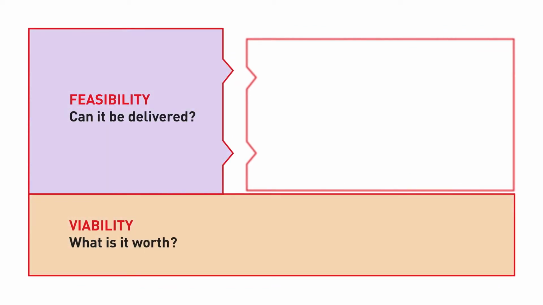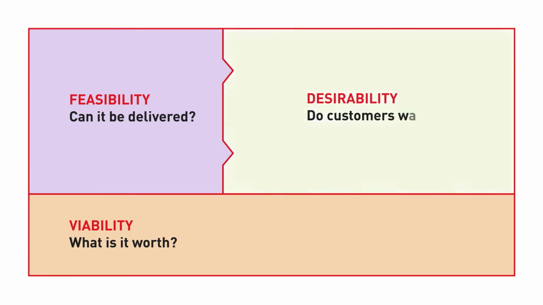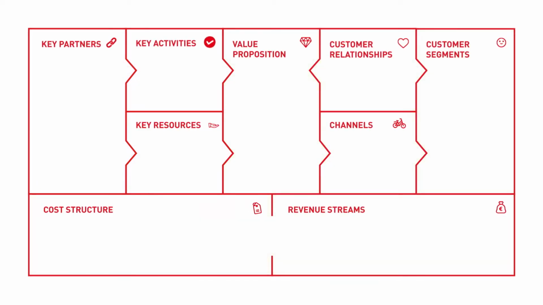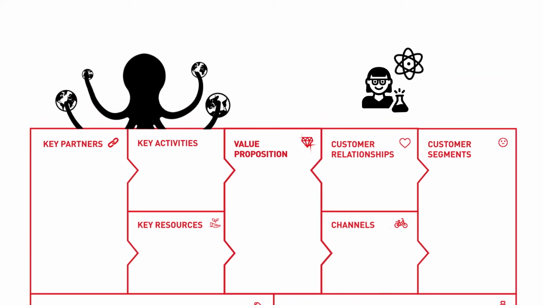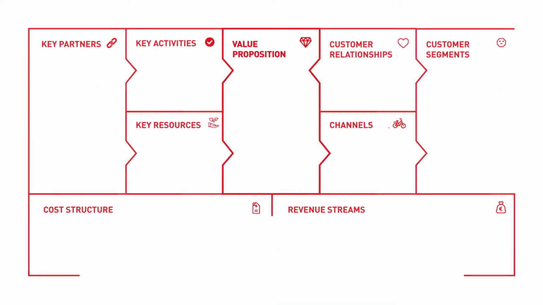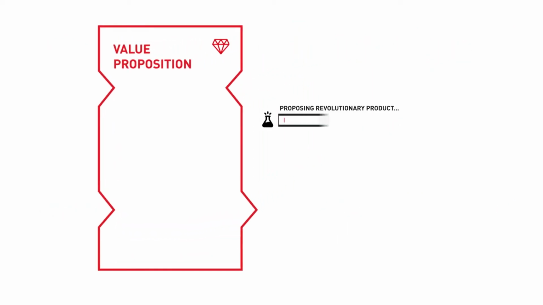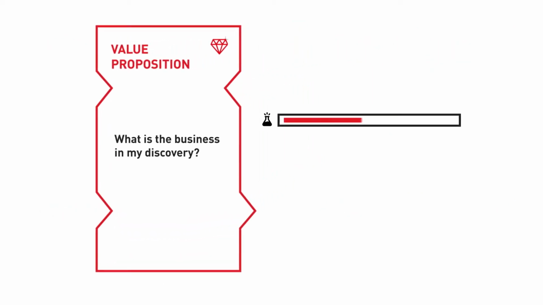The canvas visualizes 3 major areas of any business endeavor. Is it feasible? Is it viable? And most importantly, is it desirable? Those are in turn split into 9 key components, 9 boxes to describe any company, from the biggest multinational to the smallest science startup. The essential box sits right in the middle, the value proposition.